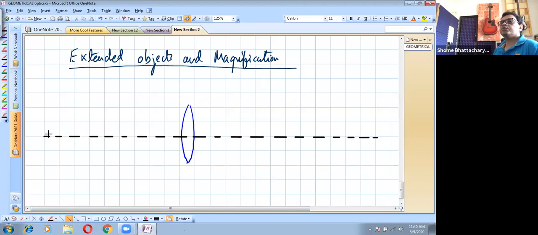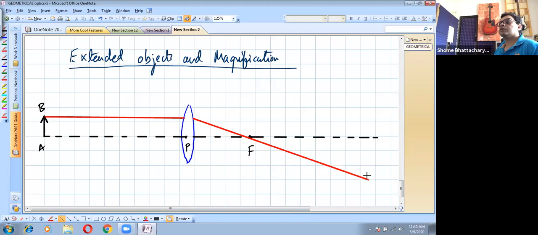Now let's consider we have an object which is over here, extended object AB, and this point here happens to be the focal point. This is the pole. So let's understand the image of the point A by using two of the rays that we have talked about. One is the ray incident parallel to the principal axis. After refraction, it passes through the focal point. The other, let's consider a ray which is passing through the pole, so it goes undeviated. Very simple type of ray.